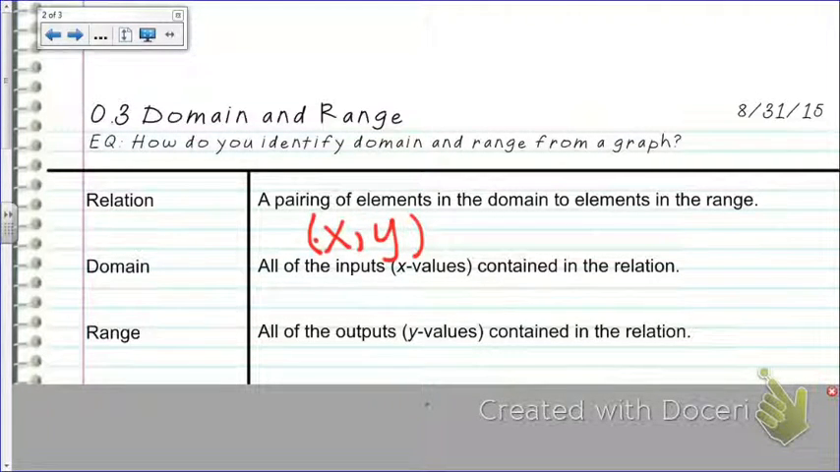The domain are all of the inputs in the relation. And another word for input is your x values. So our x values, or what we plug in, is your domain. On a graph, it is along the x-axis, right? Left and right is your domain. And so the range then is all of the outputs in the relation. So all of those y values. So your domain are the x values and your range are the y values.